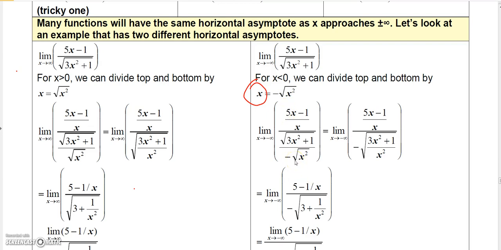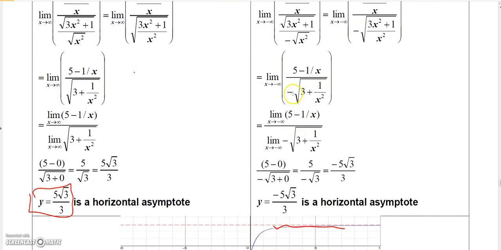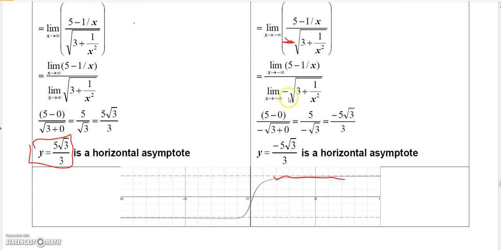So then when we divide that, we go ahead and put the square root of x squared in here like we did before, but we leave the minus out here. All that's going to do is change your sign. So all the other steps are the same, except you got that negative right there. And so when you take the limit, you're actually going to get 5 over minus the square root of 3, which is minus 5 square root of 3 over 3. So you can see that if you let x go to negative infinity, it's going to go to this horizontal line. Okay, so you have two different horizontal asymptotes, one going one direction and one going the other direction.